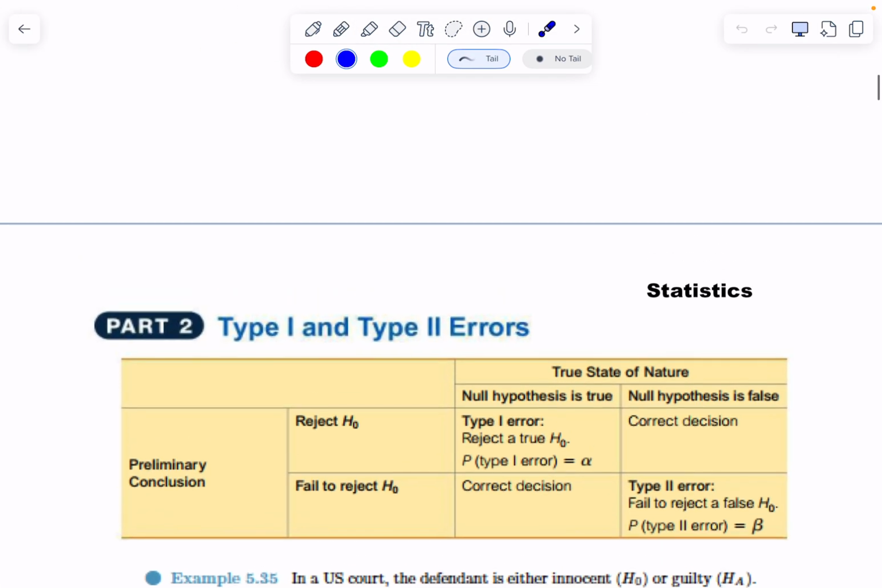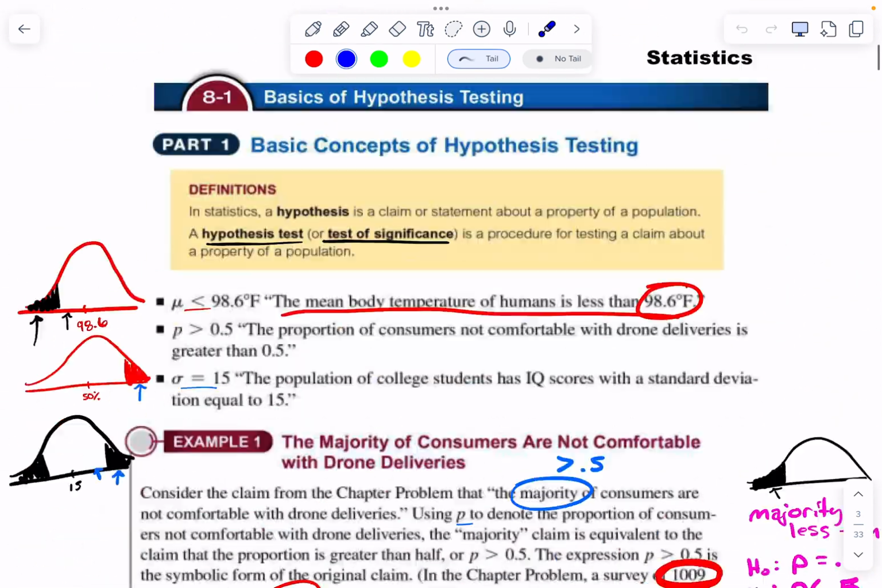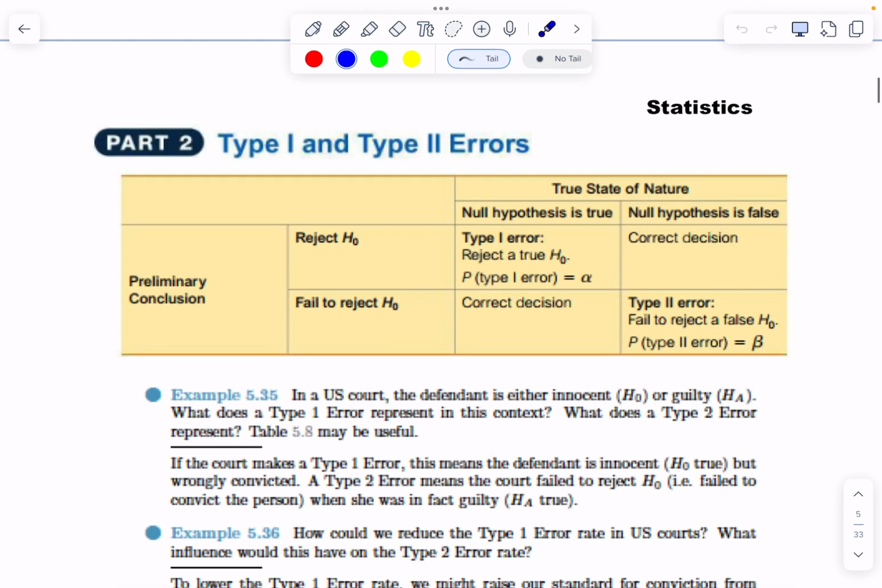Yeah. Okay. All right. So we're on part 2. We're going to go through errors for section 8.1. So we are on part 2 right here. All right. Here we go.